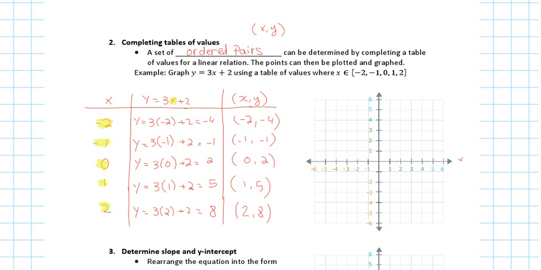So my point is going to be here. Are we okay with that? So x is negative 2 and y is negative 4. This is where my point is. How about my next point? Negative 1 and negative 1. So I'm going to go negative 1 on the x, negative 1 on the y. And they meet not here, they meet right here.